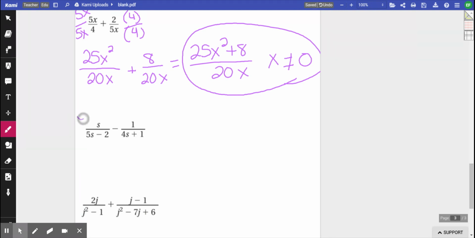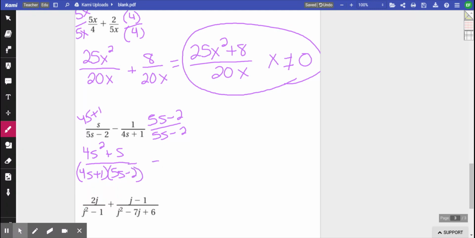So I'm going to multiply by 4s plus 1, top and bottom. I know, I'm sorry, S's and 5's in the same problem. Terrible, terrible. So in the second fraction, 5s minus 2 over 5s minus 2. All right, so first fraction, 4s times s, 4s squared. S times 1 is just s. Denominator is just going to be 4s plus 1 times 5s minus 2.